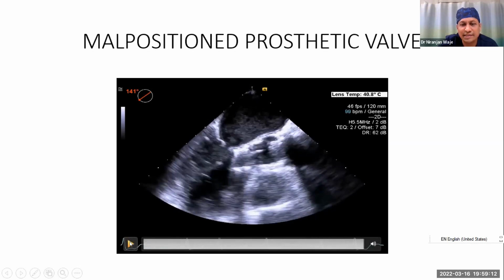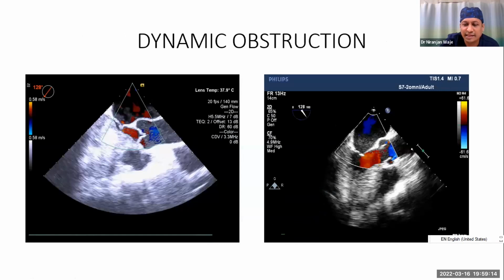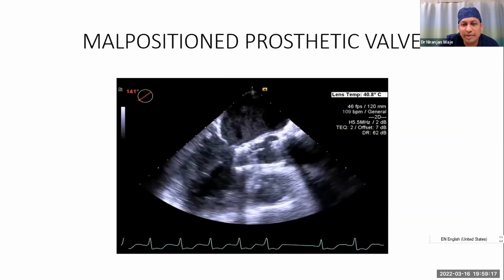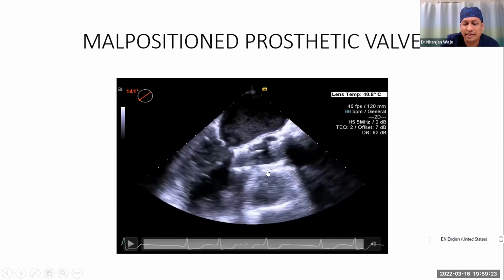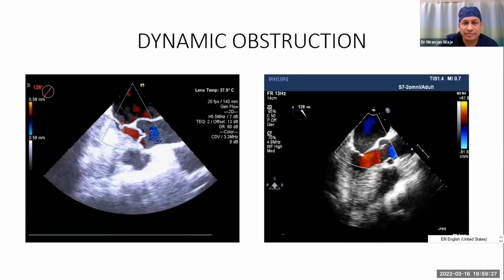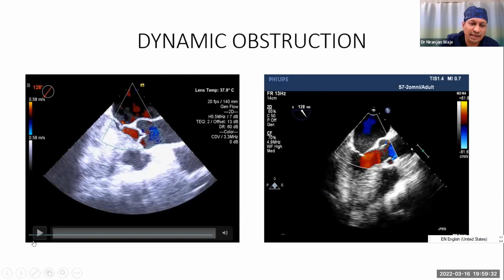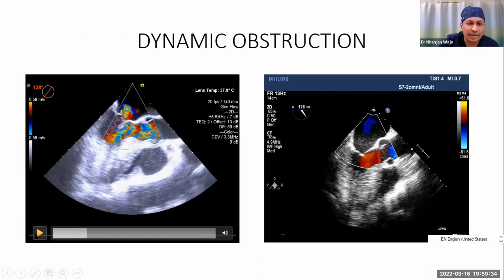It has been malpositioned accidentally, too deep into the LVOT, and is preventing the opening of the mitral valve here. So we had to go back on pump to rectify the position, and things were sorted out. So obstruction need not be only static; it can even be dynamic obstruction.